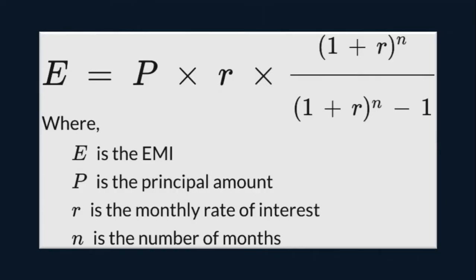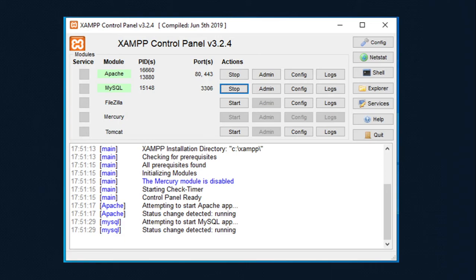And here is the formula to calculate the EMI. E stands for EMI, P is the principal amount, R is the monthly rate of interest. You can give the rate of interest per year and divide by 12, then you'll get the monthly rate of interest. And n is the number of months. So E = P × r × (1 + r)^n divided by ((1 + r)^n - 1). This is the formula we'll use to calculate the EMI.